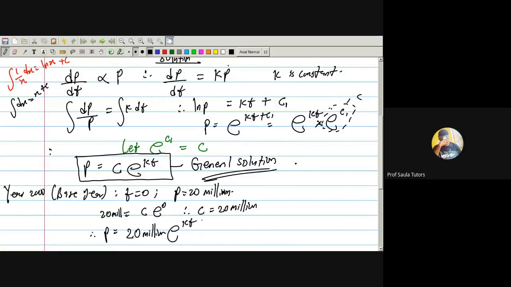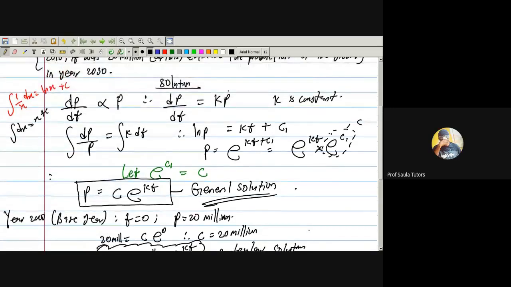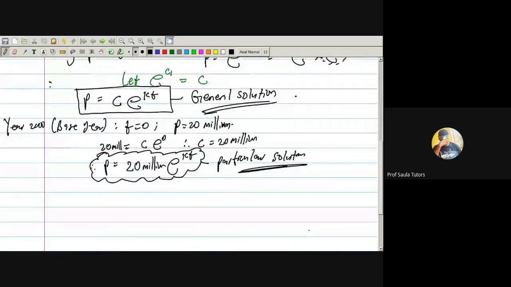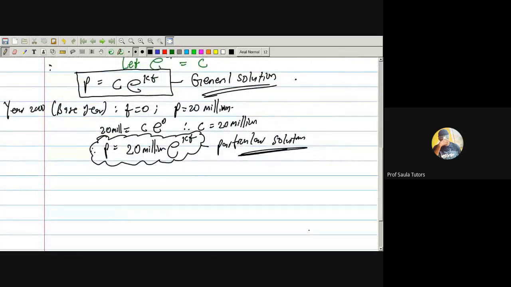What do you observe from this side? You observe that our general solution has now changed to a particular solution. Before, we had what we call a general solution; after substituting what we have here, we now get a particular solution. Now, we have gotten that.